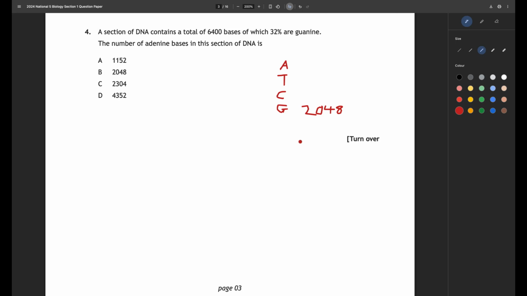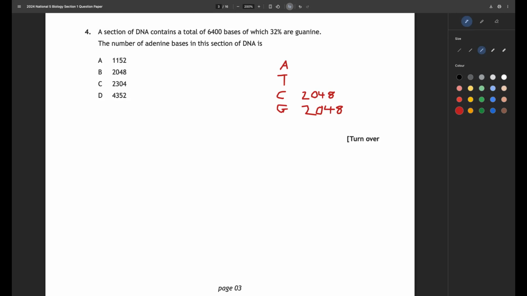That's 2,048. Okay, and we can do that by multiplying 6,400 by 0.32, 32% as a decimal is 0.32. So 6,400 times 0.32 will give us 2,048. Now, because guanine is complementary to cytosine, that means we also have 2,048 cytosine as well.